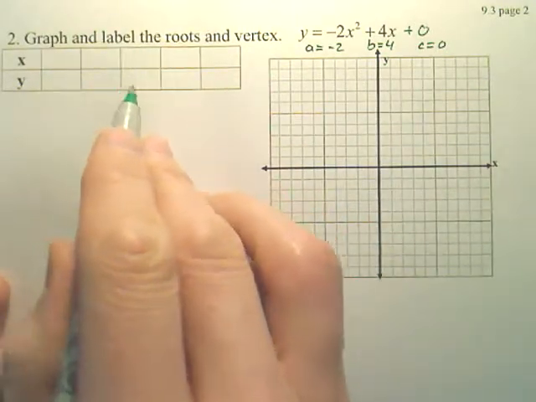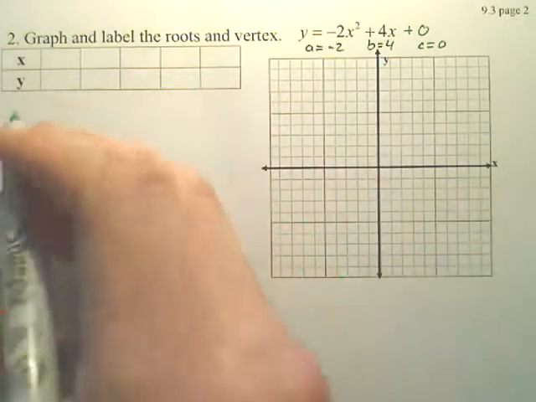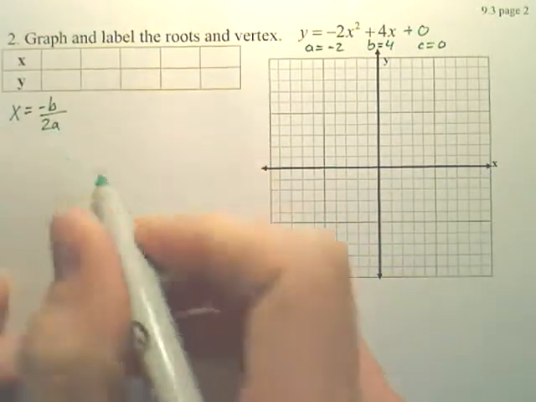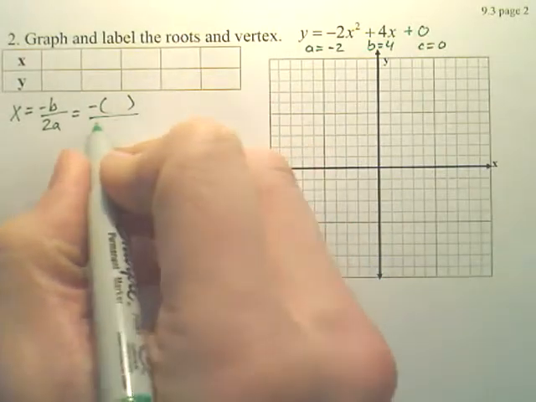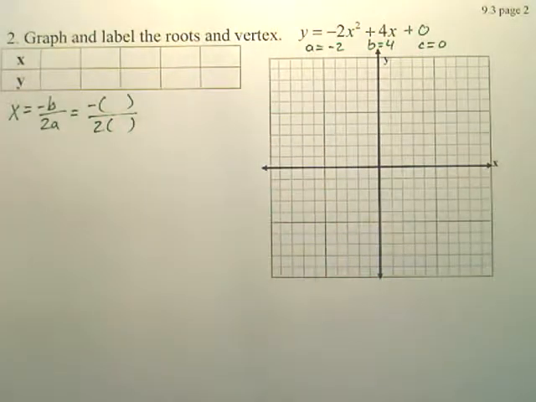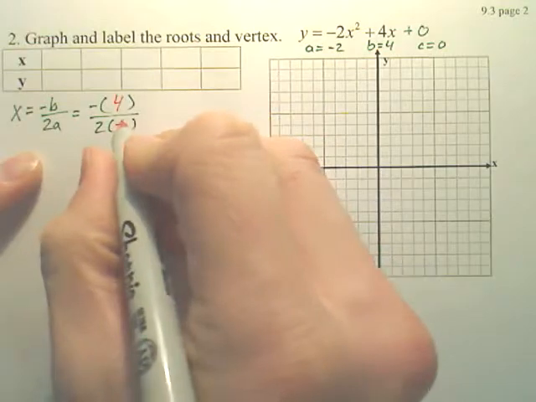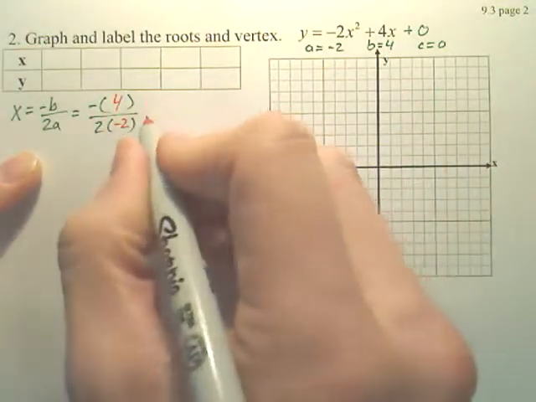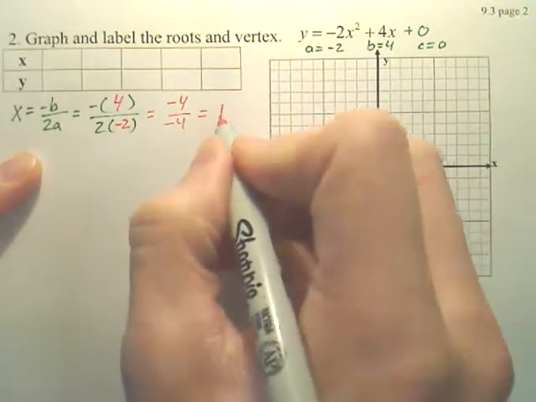Now to find the middle of our graph, which starts the whole thing, it's called the line of symmetry. Again, we need to use x equals -b over 2a. That gives us the middle of our graph. So -b over 2a. If we look at our equation, b is 4, a is -2. So that would be -4 over -4, which is 1.